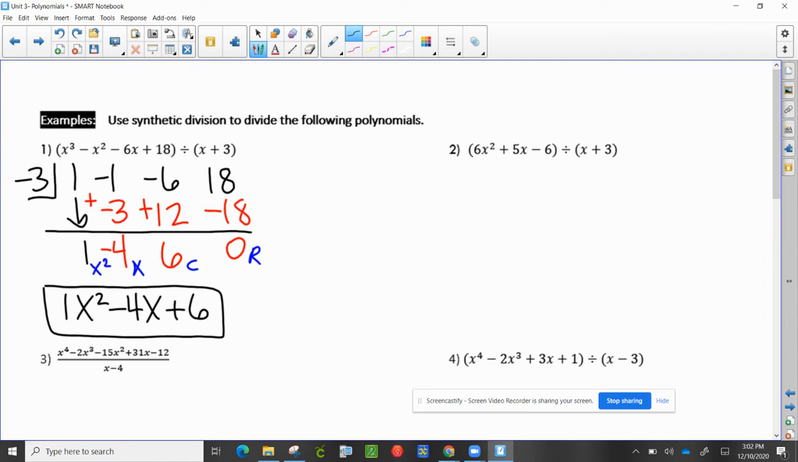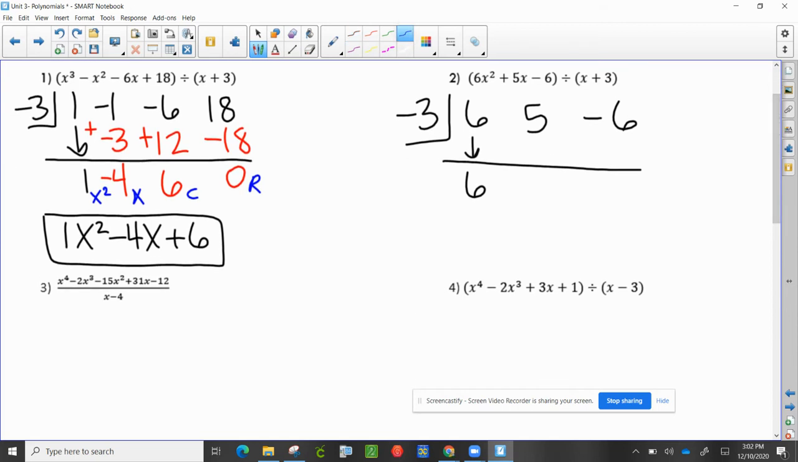Okay, let's do one more, number 2 here. So we have all my coefficients. We have 6, 5, and a -6. There's no missing terms to worry about. Everything's in the right order, so we're good. So I'm going to divide this by a -3 then, because it's always the opposite sign of what's in our parentheses. And we always start by bringing down the first term. So everything's set up. Let's go ahead and do our synthetic division.